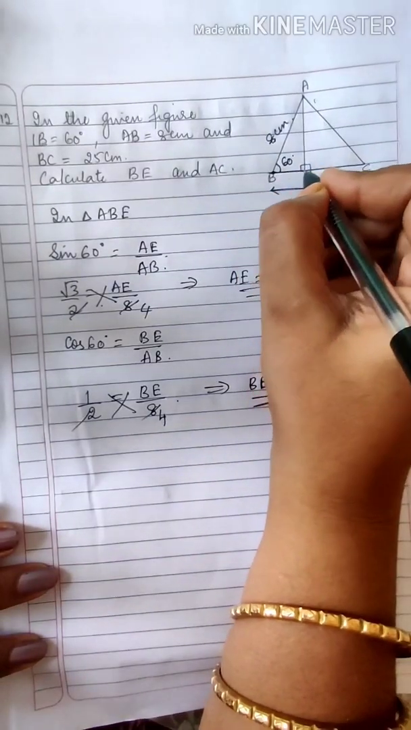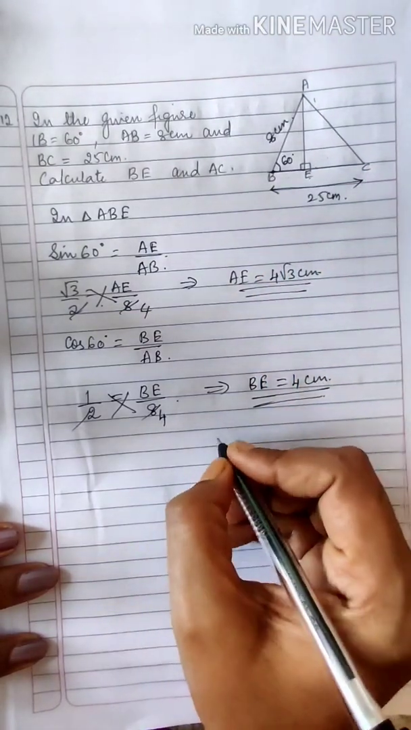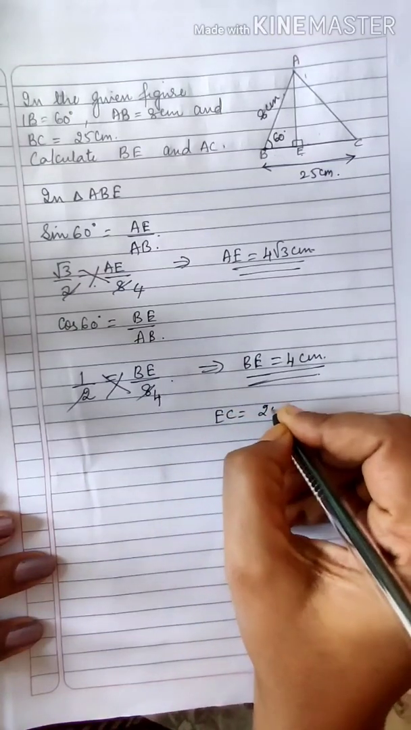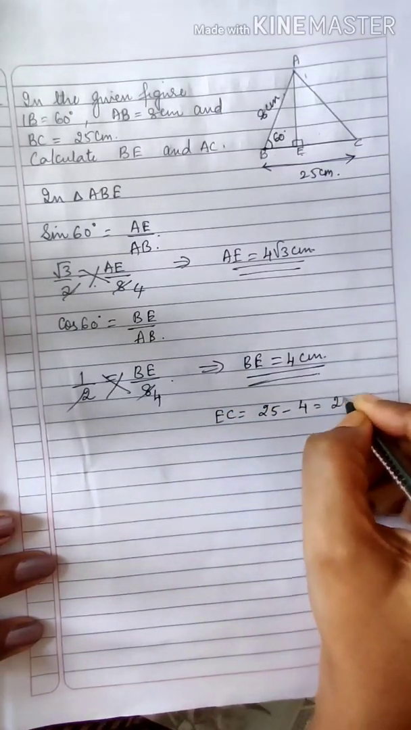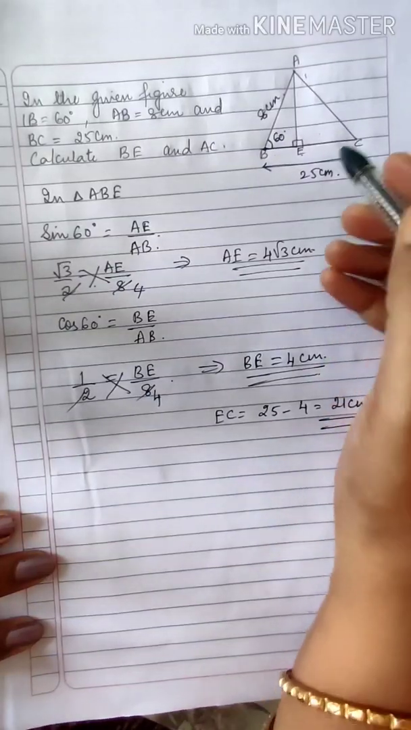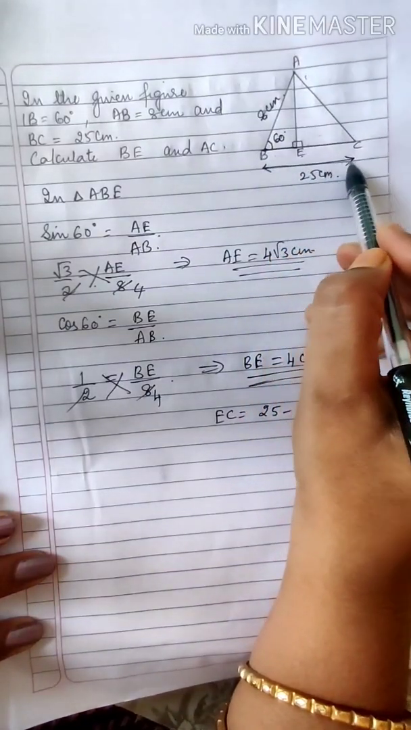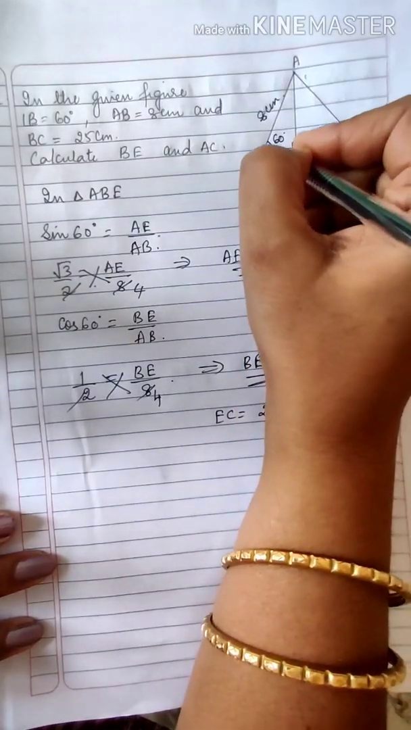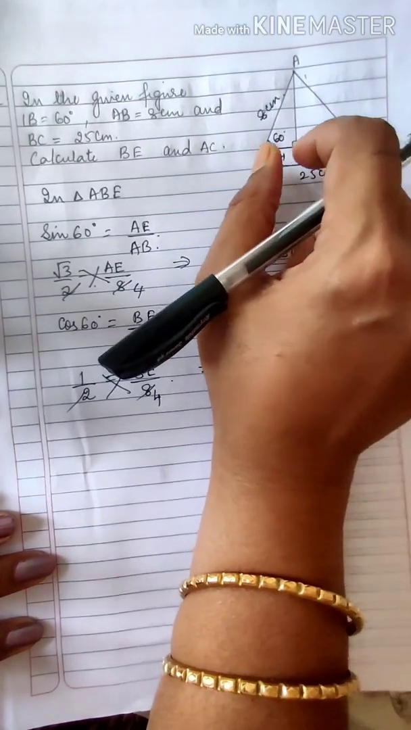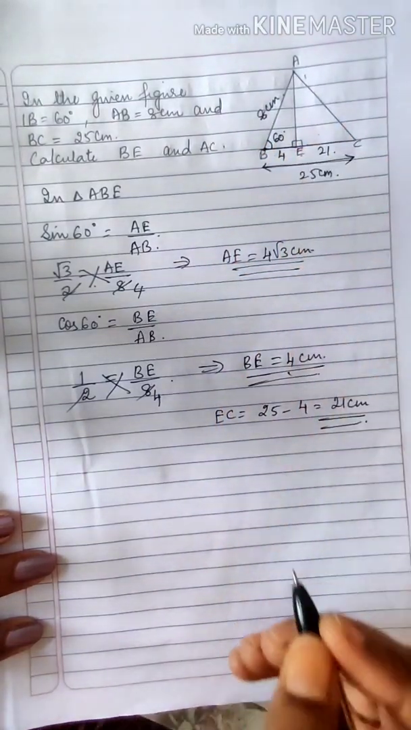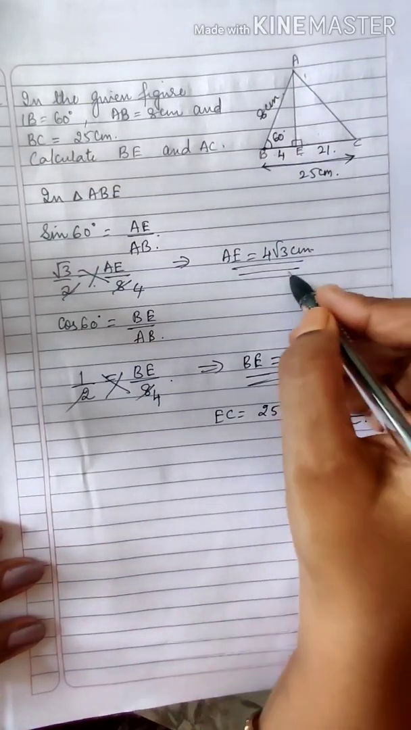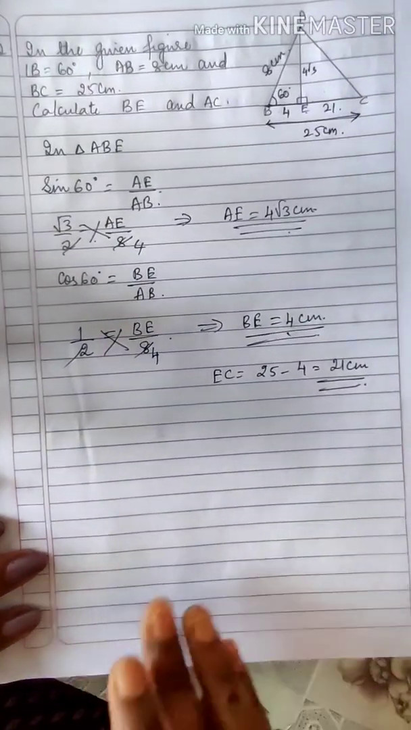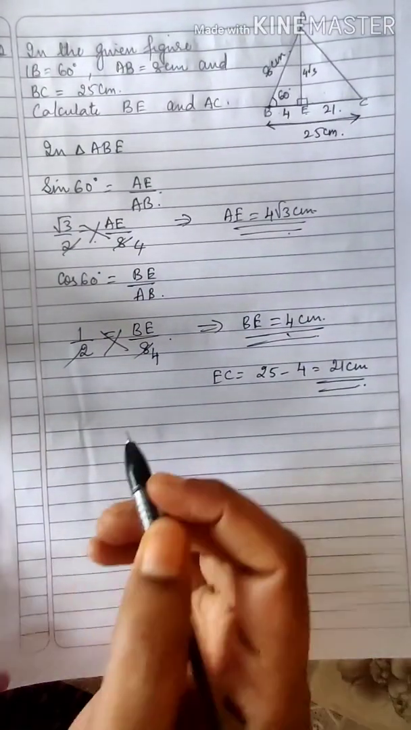Now if BE is 4 centimeters, what will be CE? EC will be equal to 25 minus 4, which will be equal to 21 centimeters. See students, this total length is 25 and you have found out BE as 4. So the remaining will be 25 minus 4, which is equal to 21 centimeters. And you have already found out AE is 4 root 3. So now we will find AC.